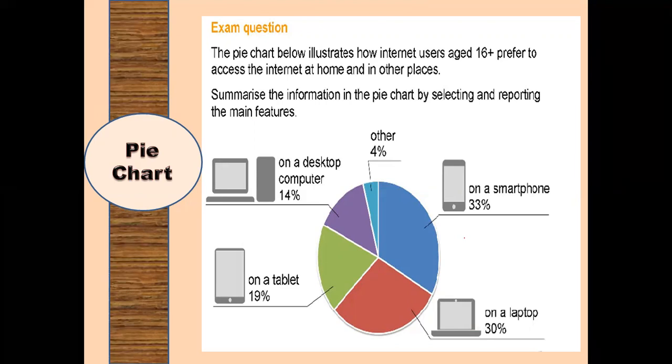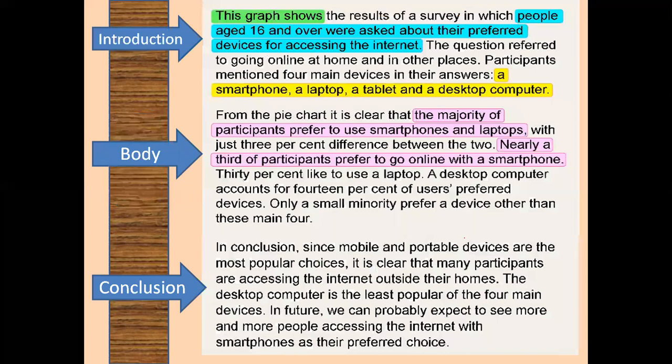The pie chart below illustrates how internet users age 16 above prefer to access the internet at home and in other places. This is the detail. This graph shows the results of a survey in which people aged 16 and over were asked about their preferred devices for accessing the internet. The question referred to going online at home and in other places. The participants mentioned four main devices in their answers: a smartphone, a laptop, a tablet, and a desktop computer.